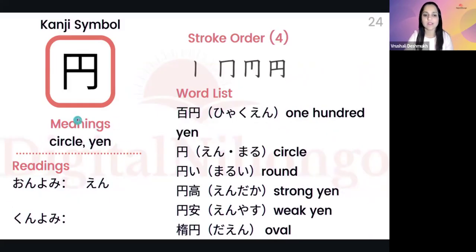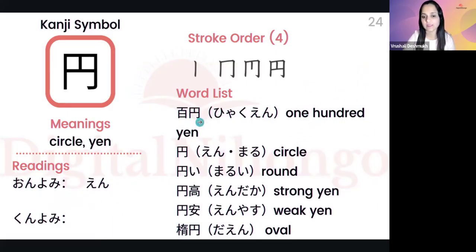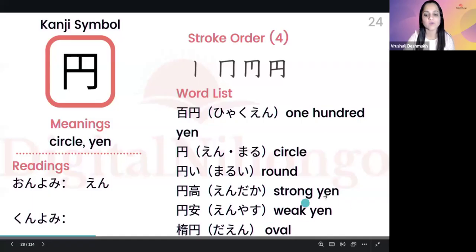Next one is en, that is yen. It is the currency of Japan. 100 yen, yakuen. En or maru is circle. The literal meaning of this kanji is circle. Then marui is round. En daka, strong yen. En yasu, weak yen. These are some terms from economy. And da en is oval. This is a shape, da en oval. So this is yen.